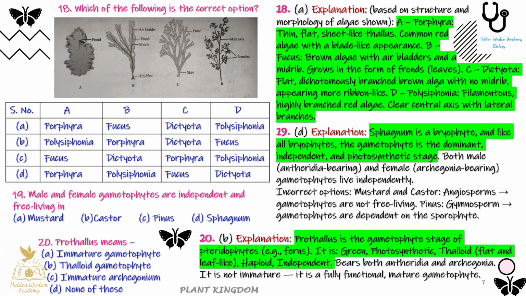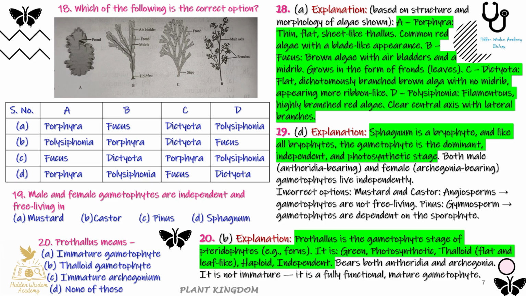Dictyota: flat, dichotomously branched brown alga with no midrib, appearing more ribbon-like. D. Polysiphonia: filamentous, highly branched red algae, with a clear central axis and lateral branches. So, option A is the correct answer.